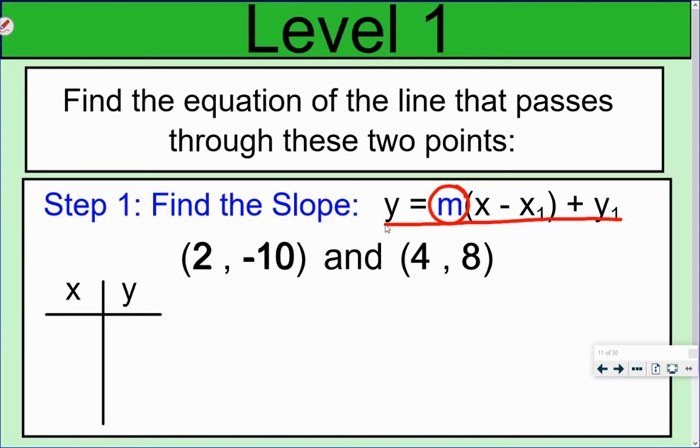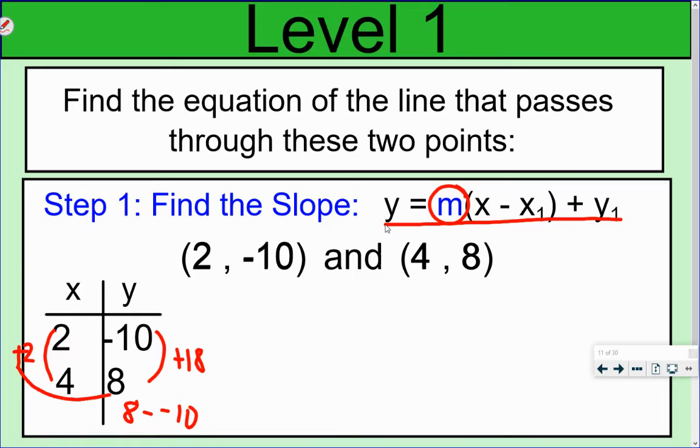Okay, well, we're used to doing it in a table. So what I'm going to do right now is bring these ordered pairs over to the table so that we can do it in the way that we already know how. Okay, so the question is, how do I get from -10 to 8? If you're not sure, you would do 8 subtract -10, and that would tell me that I am going up 18. How do I get from 2 to 4? Well, I'm going up 2. Then we're going to slide and divide. What is 18 divided by 2? It is 9. So our slope is 9.